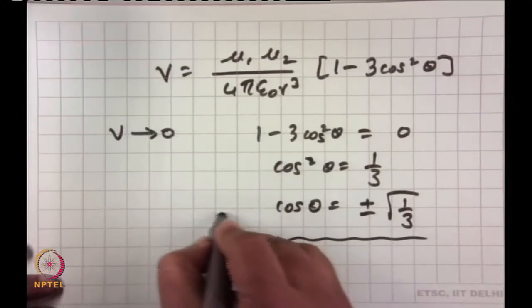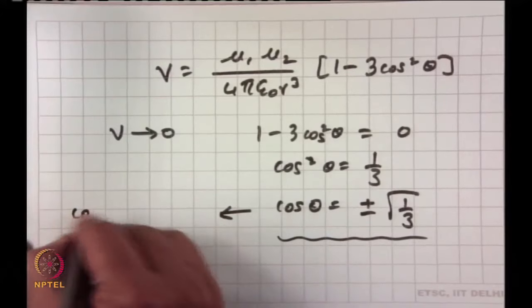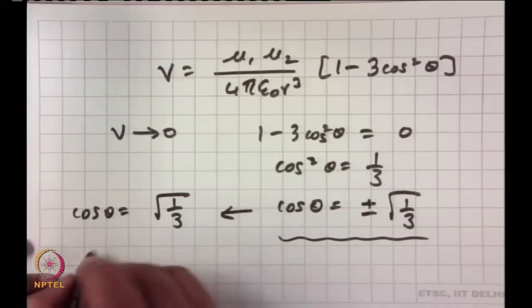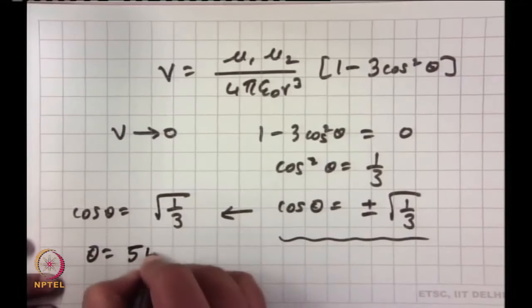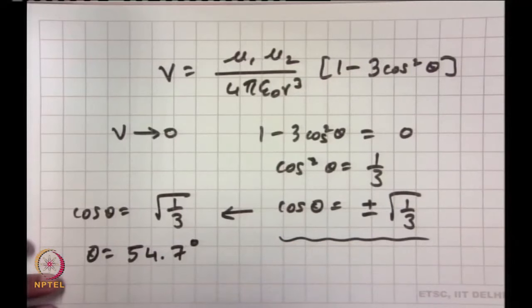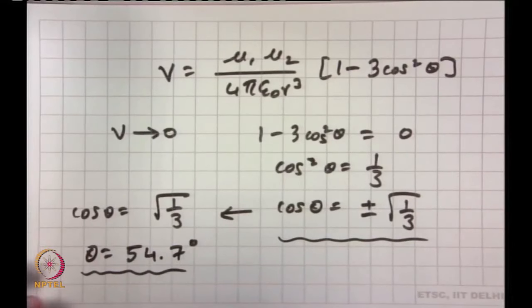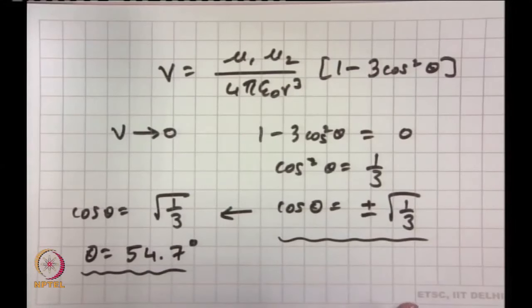Now, based on this, if cosine of theta is equal to root of 1 by 3, then theta comes out to be 54.7 degrees. See, in some sense, this will come back later in the course when we talk about fluorescence, but you can realize one thing. If you have two dipoles oriented at this angle, it is essentially a magic angle. That means you do not have any interactions.